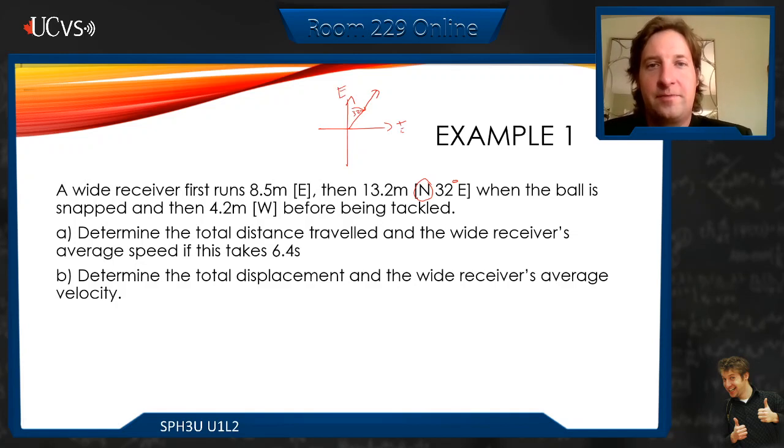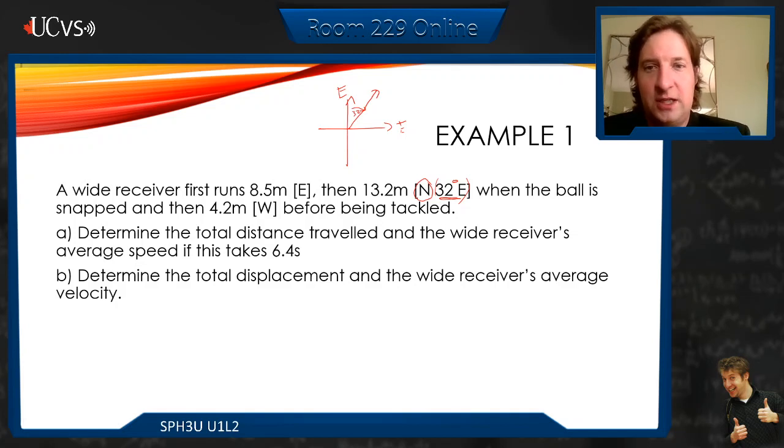So it mostly heads north, but then these go together. It's saying north 32 degrees east. Then that's when the ball is snapped. They ran that far, and then after they've gone that far, they've then run 4.2 meters west, and they're tackled.